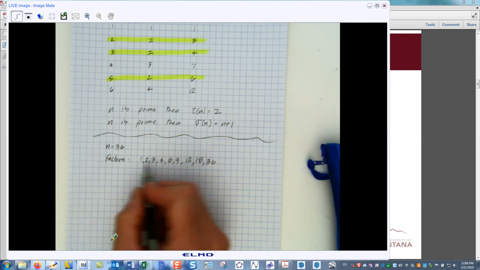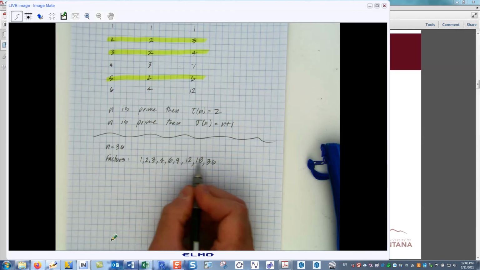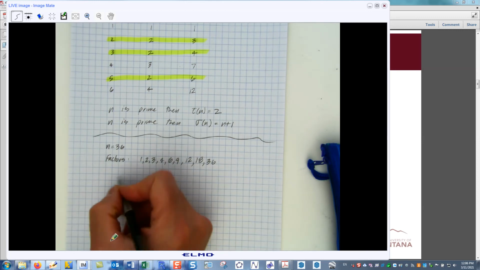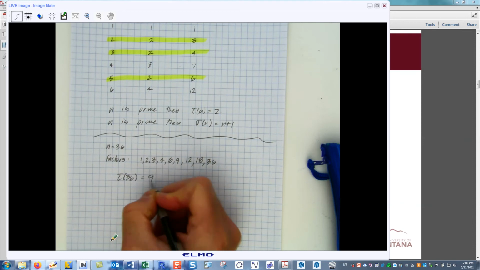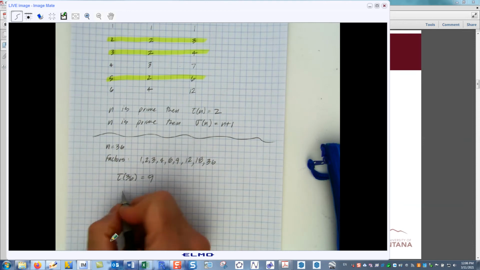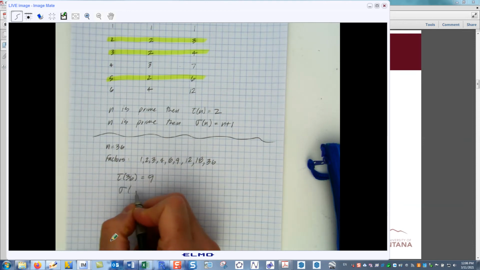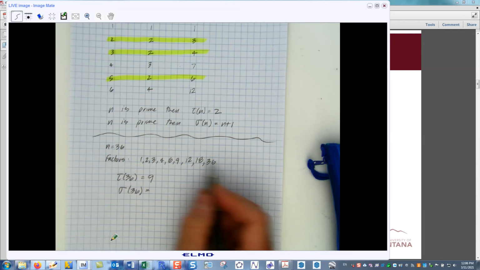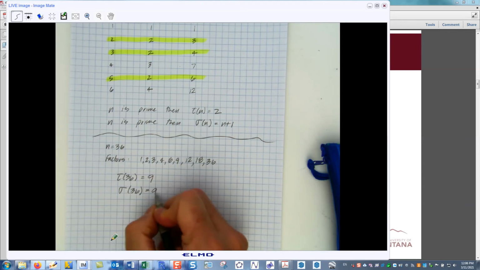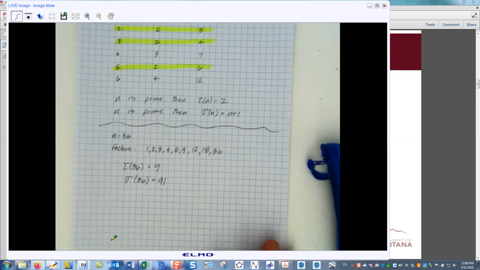So 1, 2, 3, 4, 5, 6, 7, 8, 9. So that means that tau of 36 is equal to 9. And it turns out that sigma of 36 is going to be equal to the sum of all of these things. I did this in my notes. 91 is the right number there.